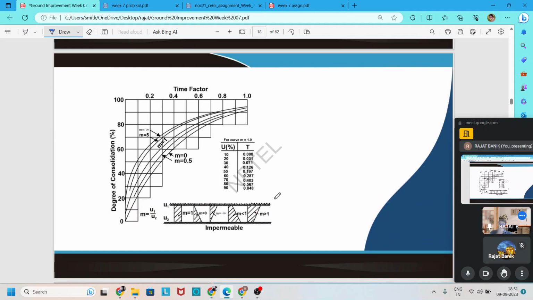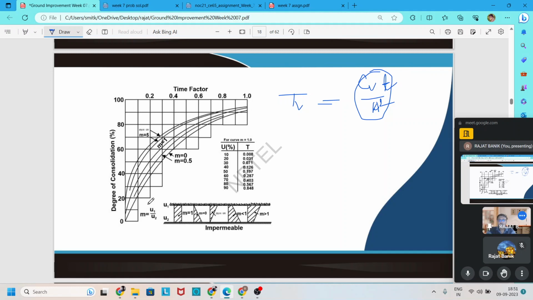Now we find the vertical drainage, or vertical consolidation, degree of consolidation. To find the vertical degree of consolidation, we first find the time factor for the vertical direction, which is nothing but C_V times t divided by H square. In this way, we find the time factor.